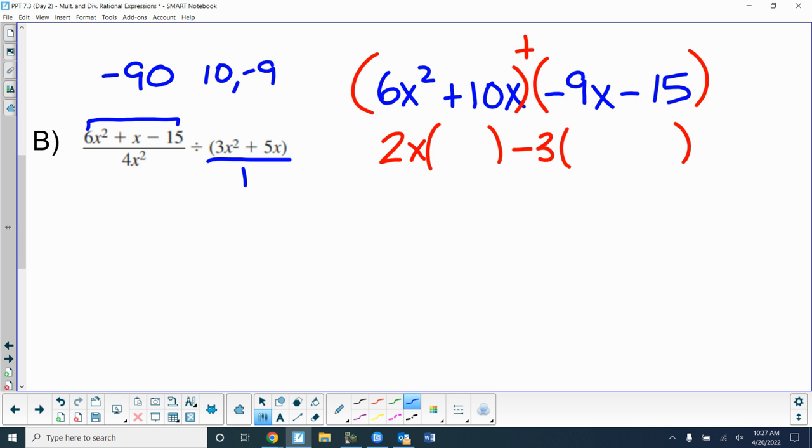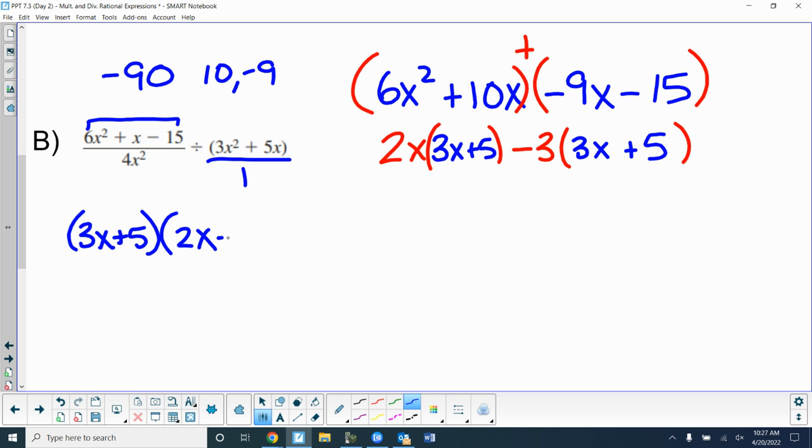6x squared divided by 2x is 3x. 10x divided by 2x is 5. Negative 9x divided by negative 3 is 3x. Negative 15 divided by negative 3 is 5. So it works out, doesn't it? Okay? So my numerator for this first one is 3x plus 5, what's in the parentheses, and then the 2x minus 3, the GCFs we pulled out.